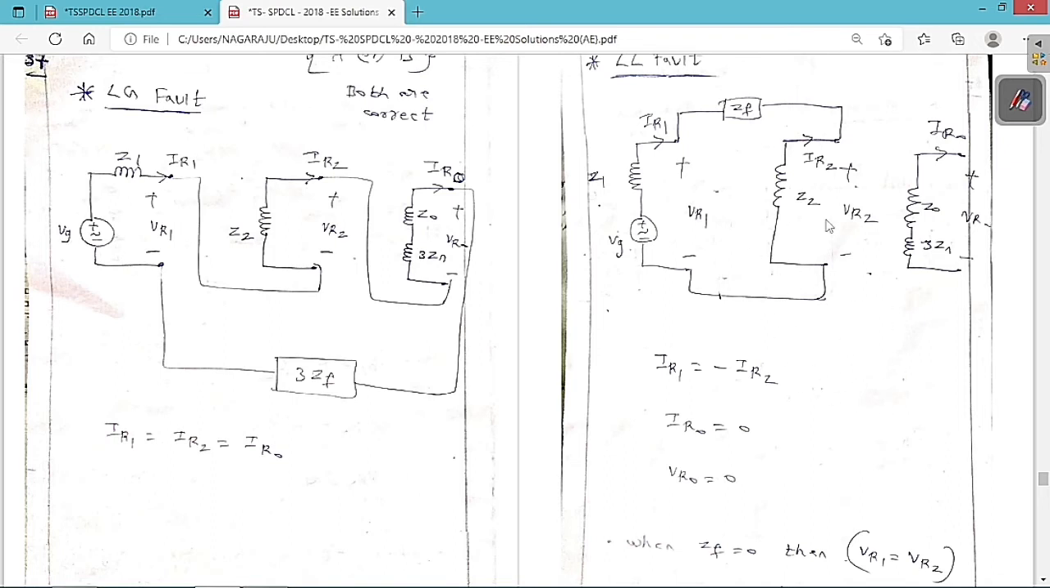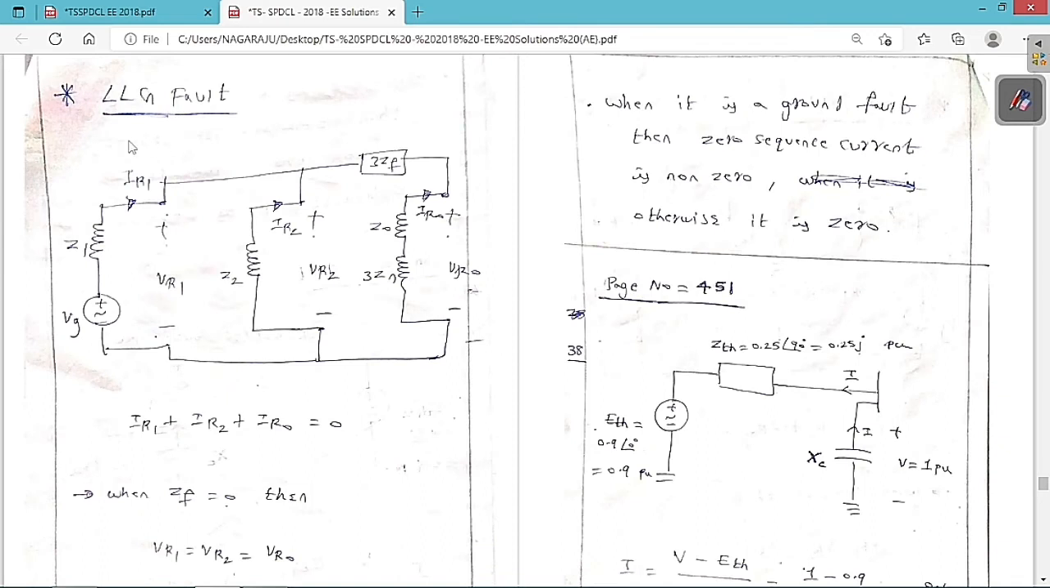One important point that we always have to remember: if a fault is having a ground fault, then definitely the zero sequence component is not equal to 0. You can see clearly this fault is a ground fault, so the zero sequence component is not equal to 0. But here this is not a ground fault, so the zero sequence component is equal to 0. So whenever a fault is a ground fault, its zero sequence component is always not equal to 0. Now I will discuss the LLG fault.